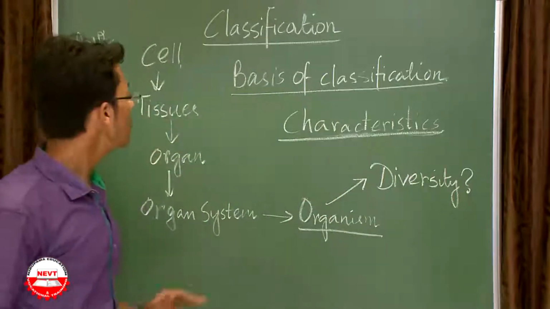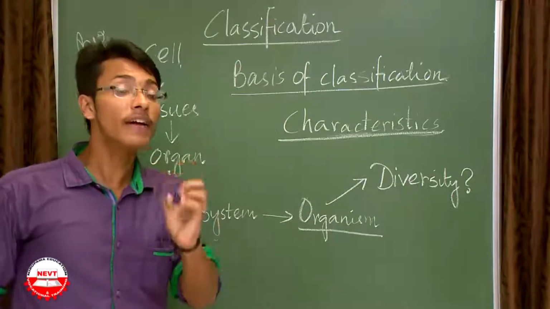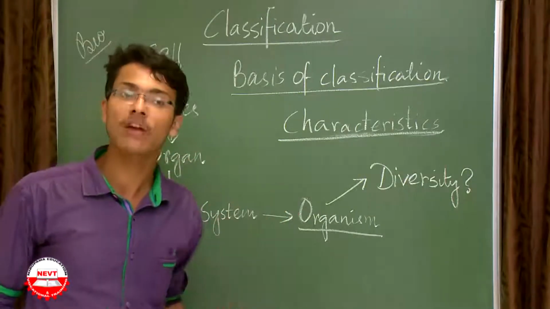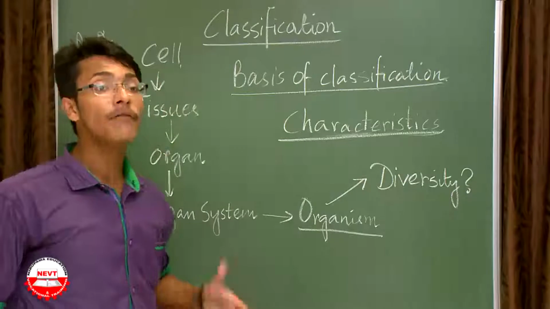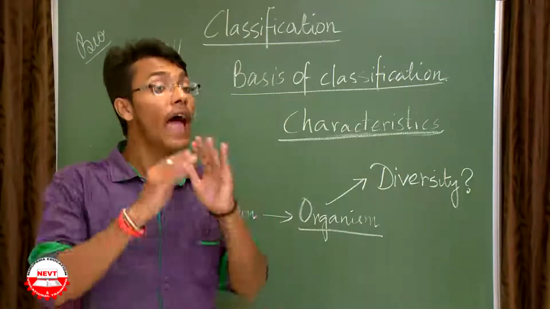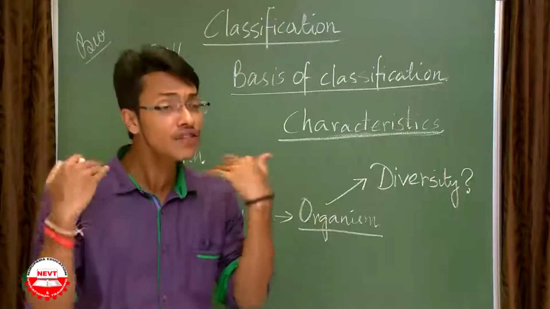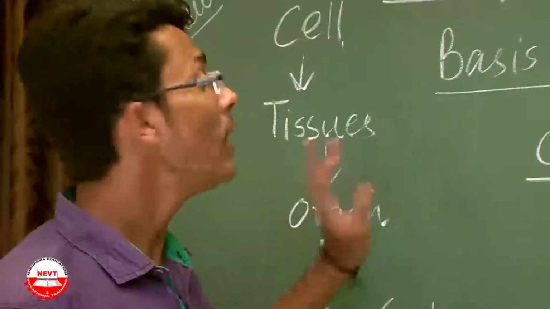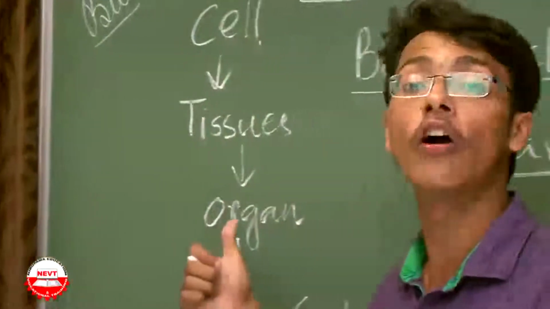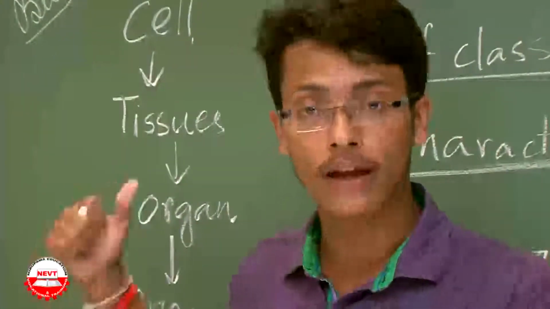See, cell, the very starting and fundamental unit of life, you have already read in chapter 5. Then you have tissues. This you have also read in chapter 6. Tissues are the accumulation of cells. A cluster of cells forms tissues. When many tissues combine together, what they form is an organ.